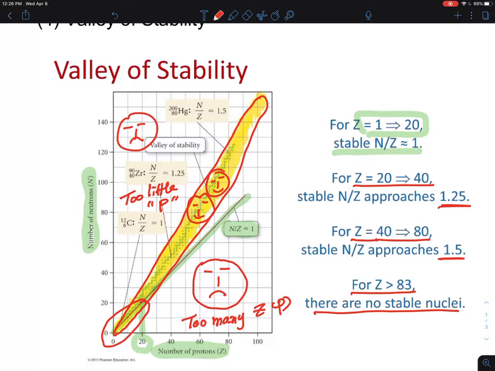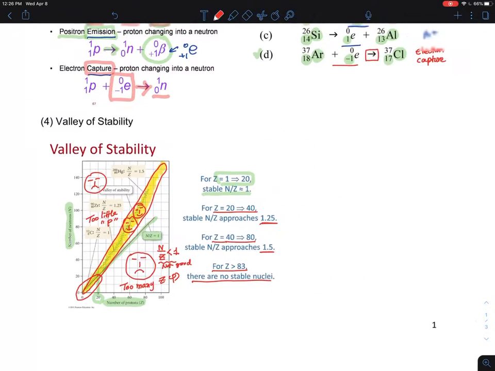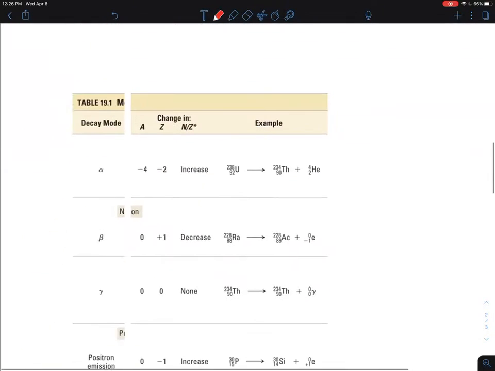The good thing to know is that N over Z smaller than 1 is not good. They want this number to be bigger than the ratio of 1. So that's one thing I wanted to explain to you, and with that we can solve this problem. And there is some problem from the previous exam that I can elaborate on a little bit.